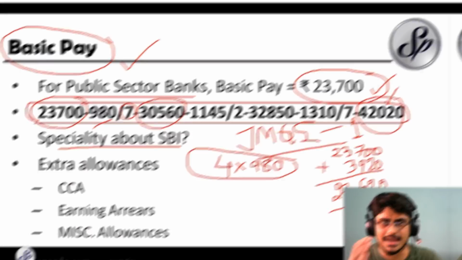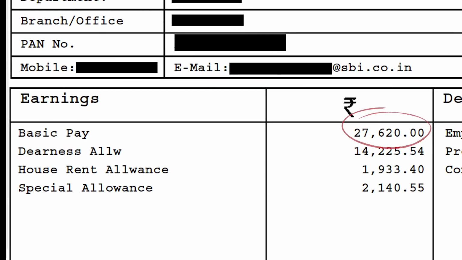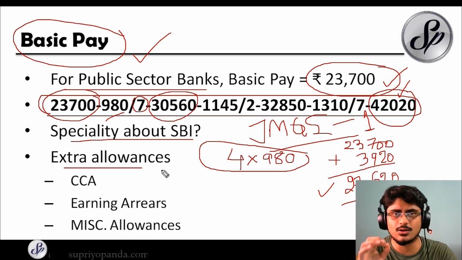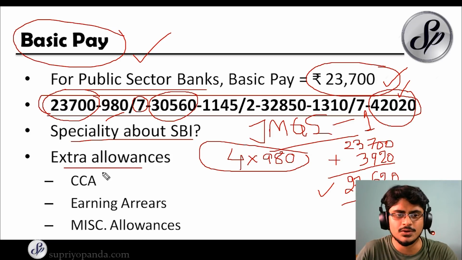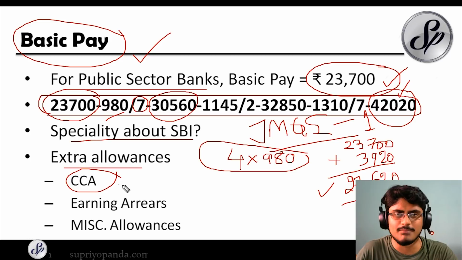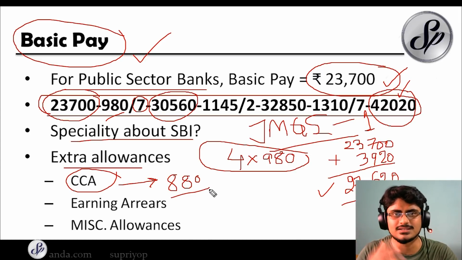So I'll just show you back the salary slip. Yes, now you can see that the basic is 27,620. So now you understood how we have calculated this. Now there are also some extra allowances that sometimes you will be getting depending on your place of posting and a few other factors. There is something called CCA, which is the city compensatory allowance. This is only provided when you are in a major city or a larger town. The maximum amount that you can get from CCA is around 880 rupees. But there are some cities which will give you 600 rupees, some 700. So it varies, but the maximum is 880 rupees.